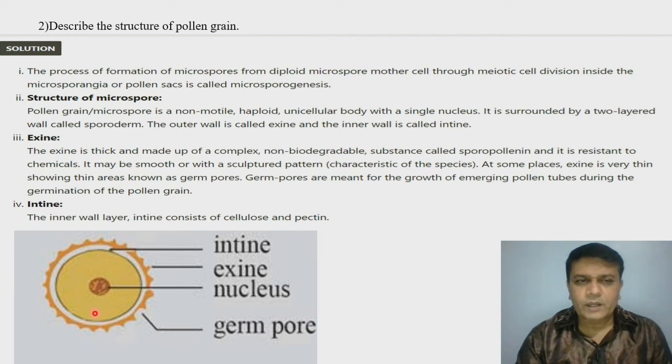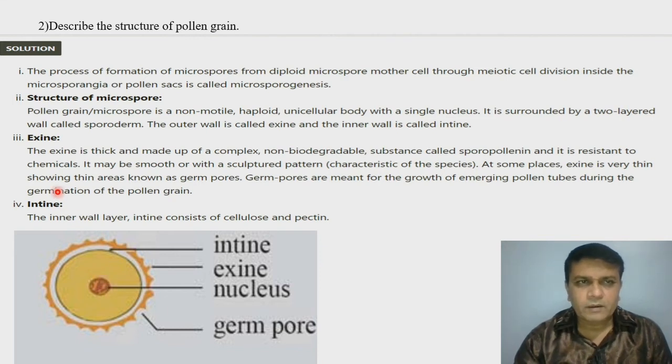Now the remaining 3 points will describe the structure of pollen grain. Here in this diagram we can see the structure of pollen grain. The outer layer is exine, then the inner layer is intine. The exine shows small openings called germ pores. Through this germ pore, the pollen tube will come out during pollen germination. Then at the center, the nucleus is present, which is surrounded by cytoplasm.